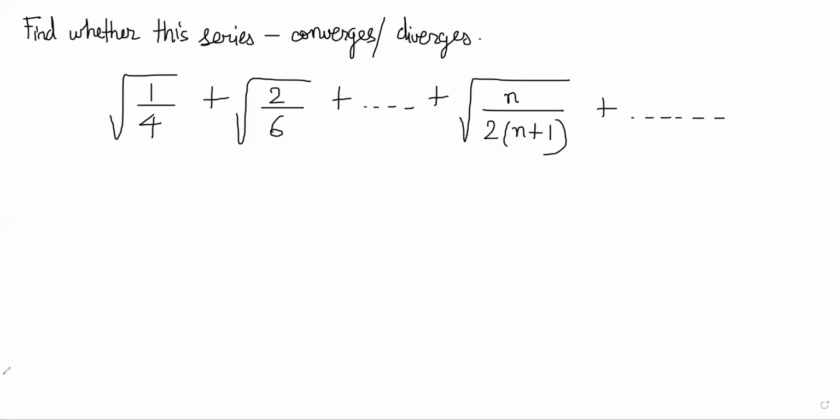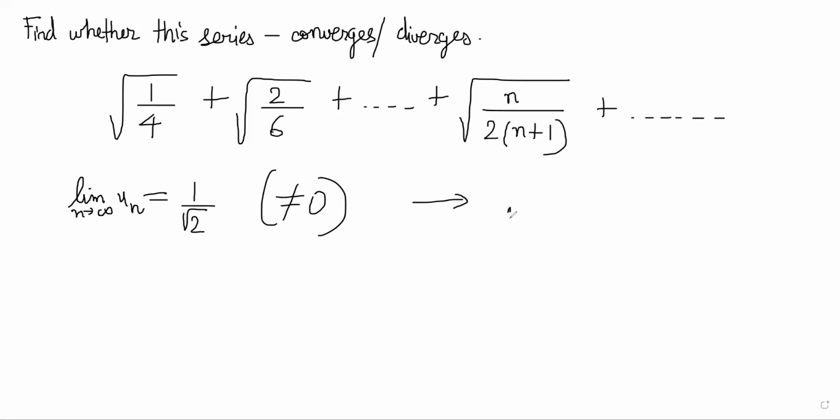Sir, it will diverge. Why? Sir, we take limit n tends to infinity of u_n. It's coming as root 1/2. So this is not equal to 0. That means it will diverge.